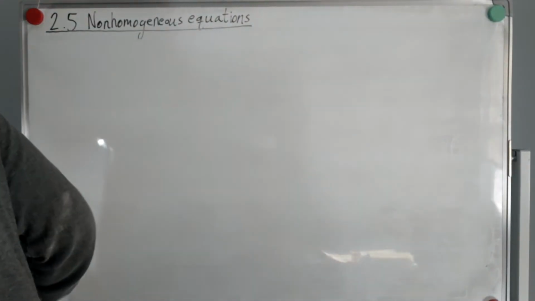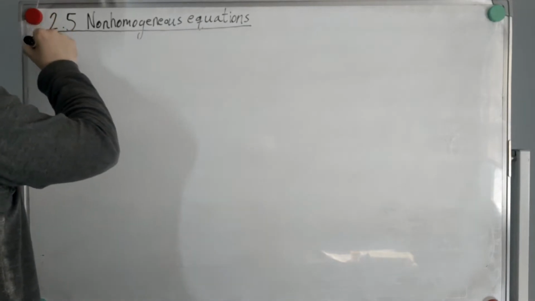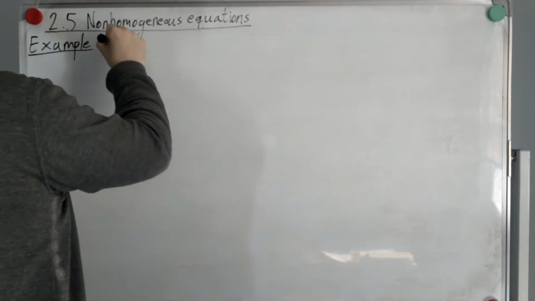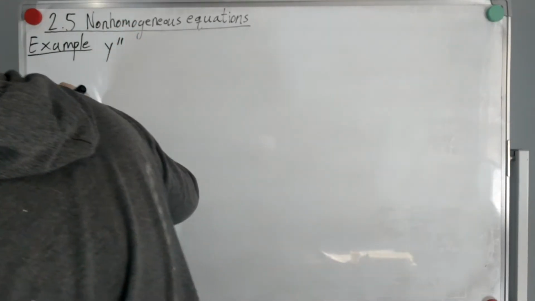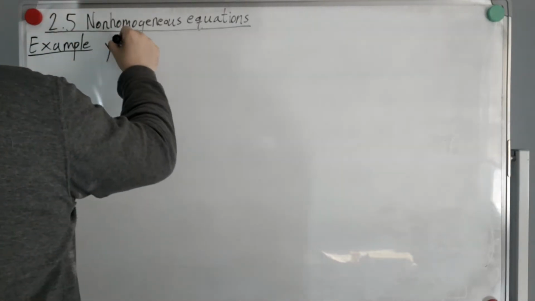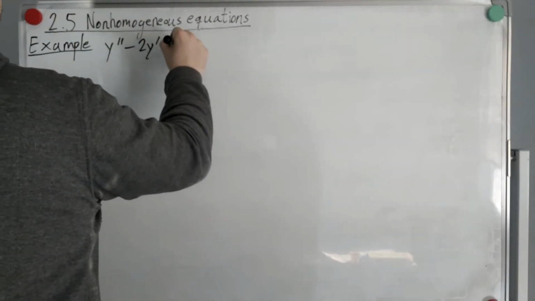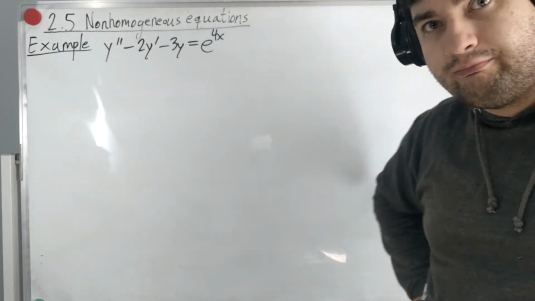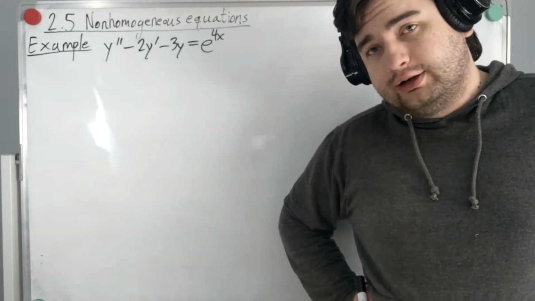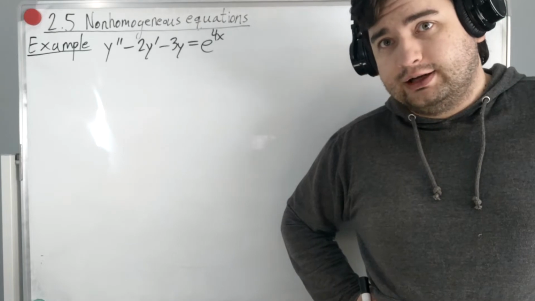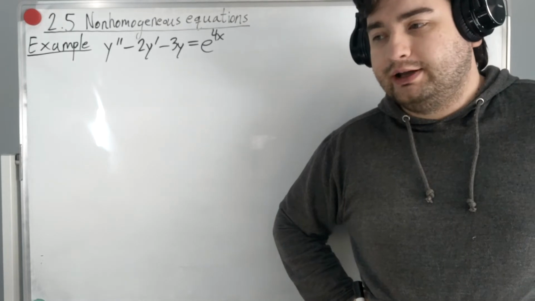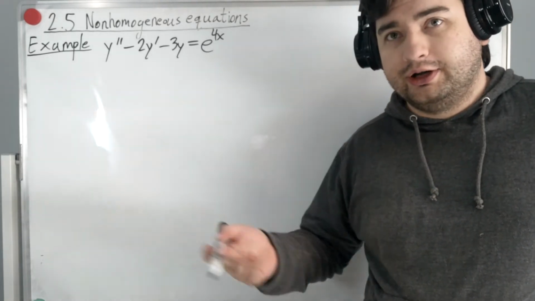So, let's look at the following example. y'' - 2y' - 3y = e^(4x). The idea here is that you need to make a guess as to what the particular solution will be, and then refine that guess as you move further into the problem.